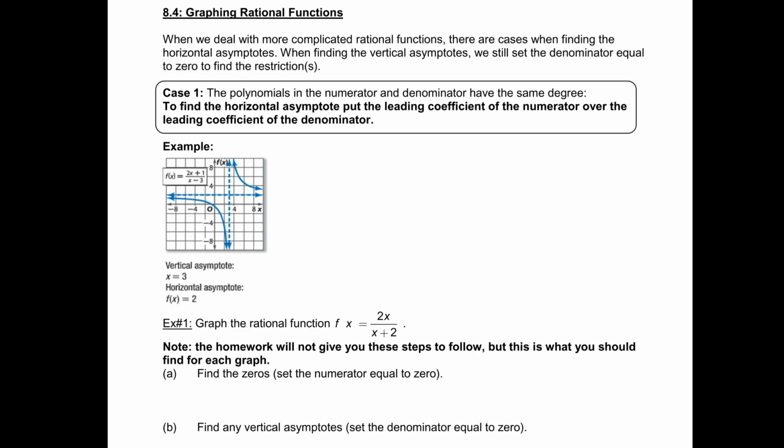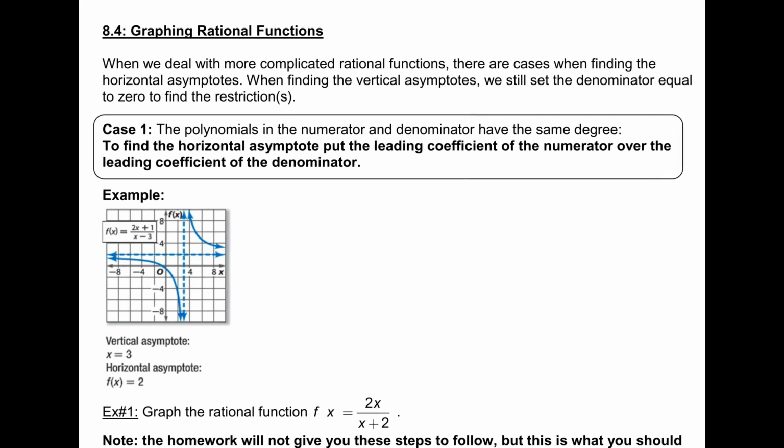Let's restart that. All right, 8.4, graphing rational functions. When we deal with more complicated rational functions, there are cases when finding the horizontal asymptotes. Okay, so ideally, we want to graph rational functions. First, what is a rational function? What does it even mean? What is a rational function? I'll give you a hint.